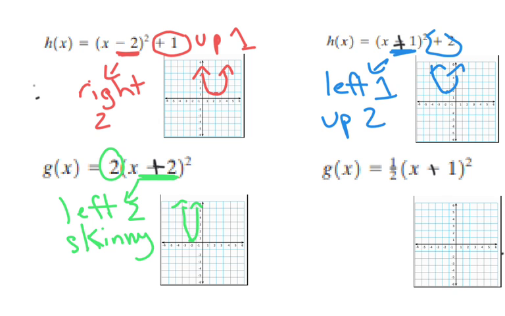This last one, we have g of x equals 1/2 times the quantity of x plus 1 squared. So inside is left or right, the opposite of what it seems. So the plus 1 is going to move it left 1. The number out in front, the 1/2, is either going to make it skinny or wide. If it's between 0 and 1, that's going to make it wide. So our vertex would go left 1, and then it's going to make your graph seem wider than what it usually does.